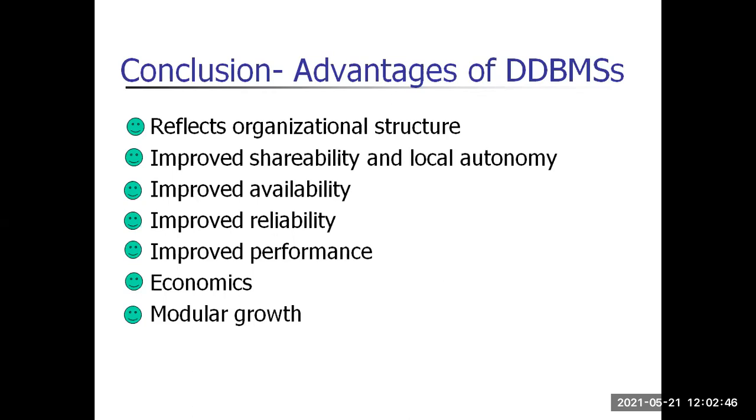Improved availability. I have said that availability will be there, because if any one of the data sets fails to supply the data, then other data sets will be there to manage. So the failure of a particular local site does not much hamper the distributed database management system.